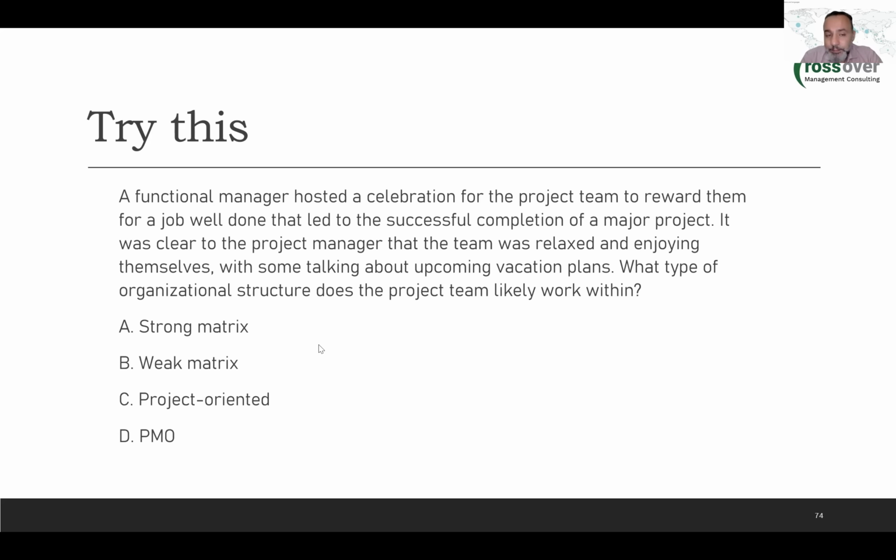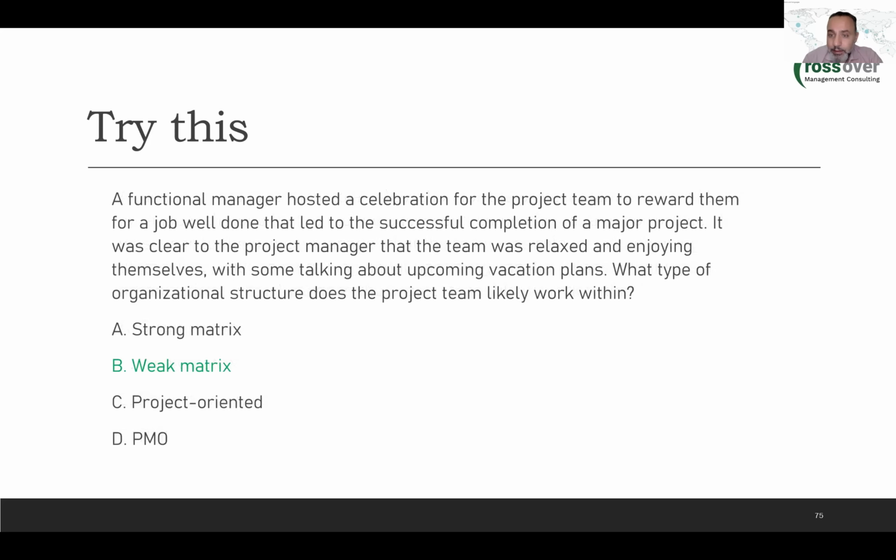Okay, so what kind of structure do you think it is? Yeah, it's a weak matrix. Okay, yes, it's a weak matrix.